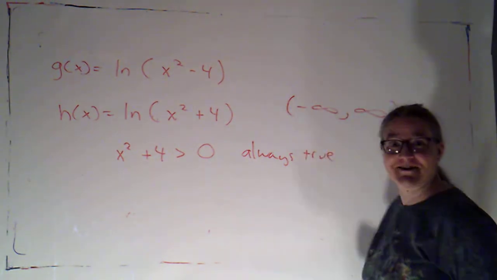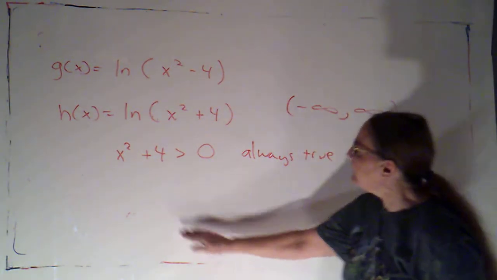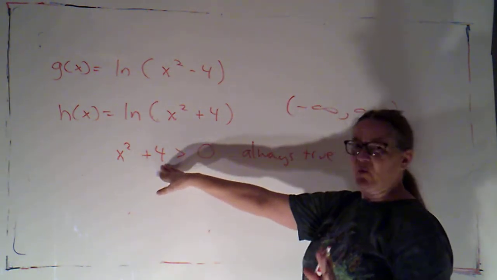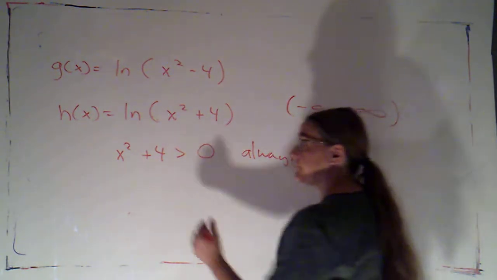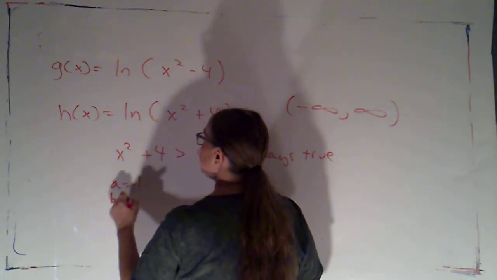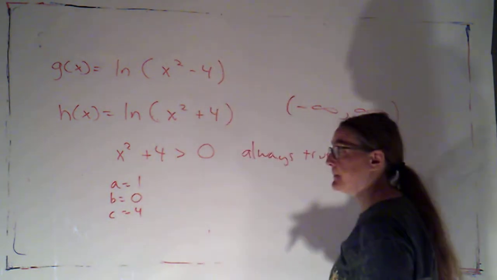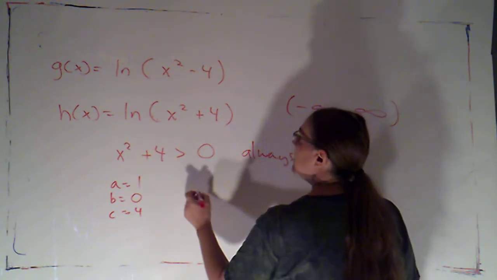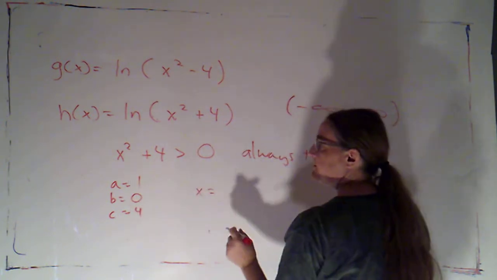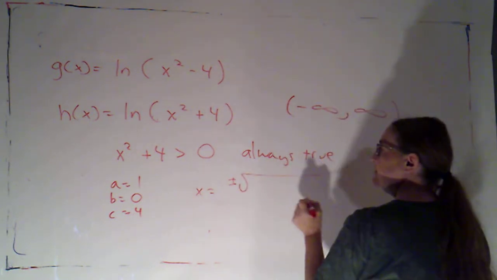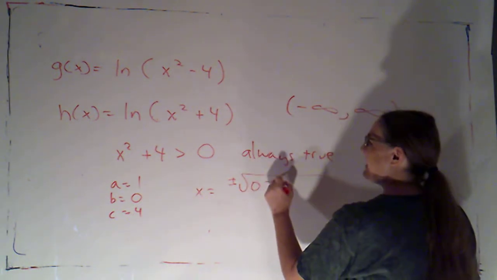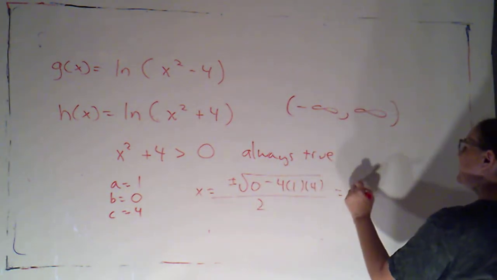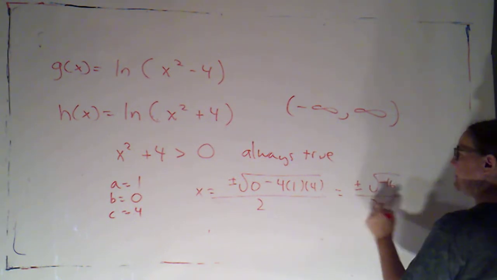Don't forget to answer the question and actually give the domain. If you didn't notice this right off the bat, you could try factoring this and it wouldn't work. You could try the quadratic formula. A is 1, B is 0, and C is 4. So the things that would make this equal to 0 would be if x is equal to the opposite of b, which is 0, plus or minus the square root of b squared, which is 0 squared, minus 4 times 1 times 4, all over 2a. That's plus or minus the square root of negative 16 over 2.